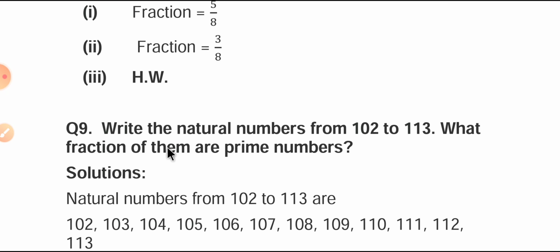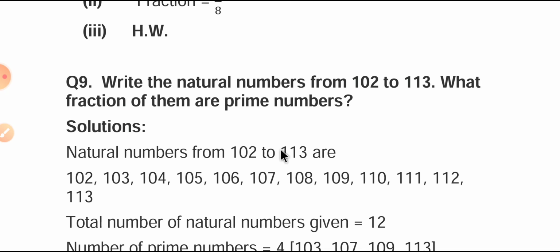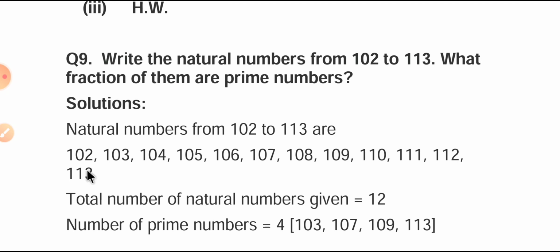Now question number 9. Write the natural numbers from 102 to 113. What fraction of them are prime numbers? So you have to write the natural numbers from 102 to 113, like 102, 103, 104, 105, 106 till 113. So how many numbers are there? 1, 2, 3, 4, 5, 6, 7, 8, 9, 10, 11, 12. So total numbers from 102 to 113 are 12.